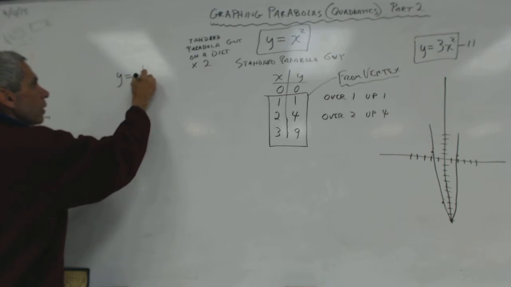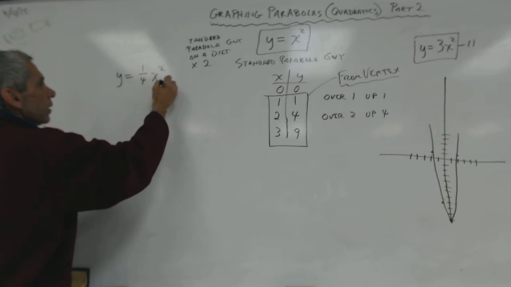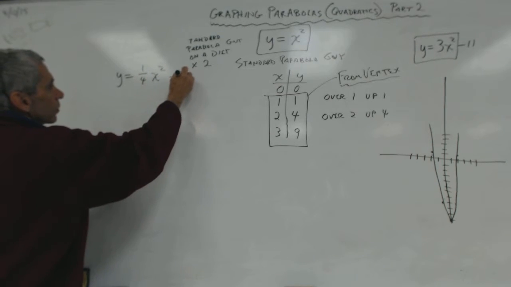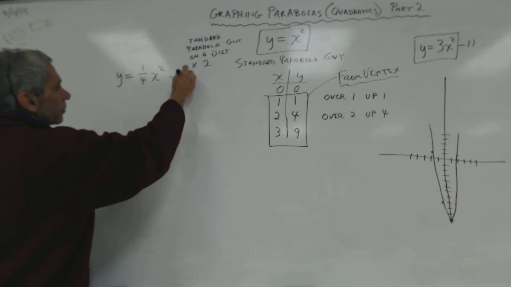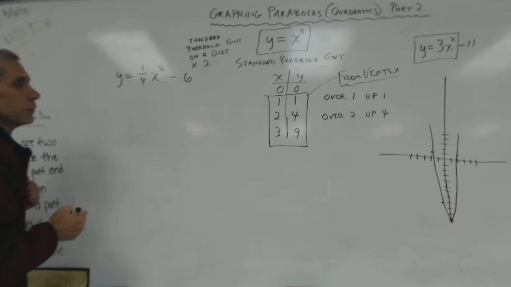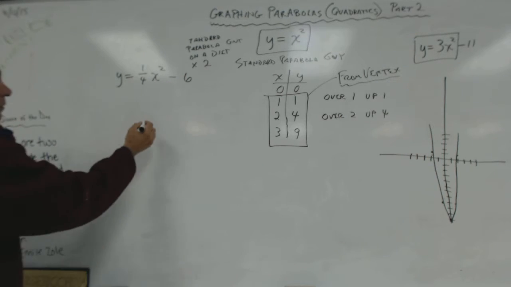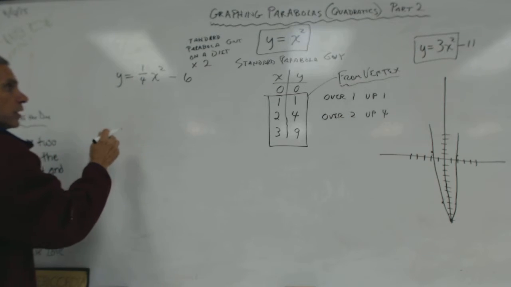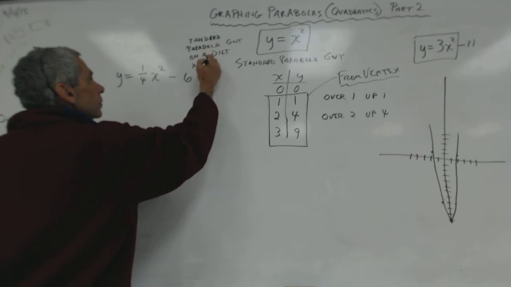y equals 1/4 x squared minus 4 minus 6. Okay, so here we go. Here's our next one.